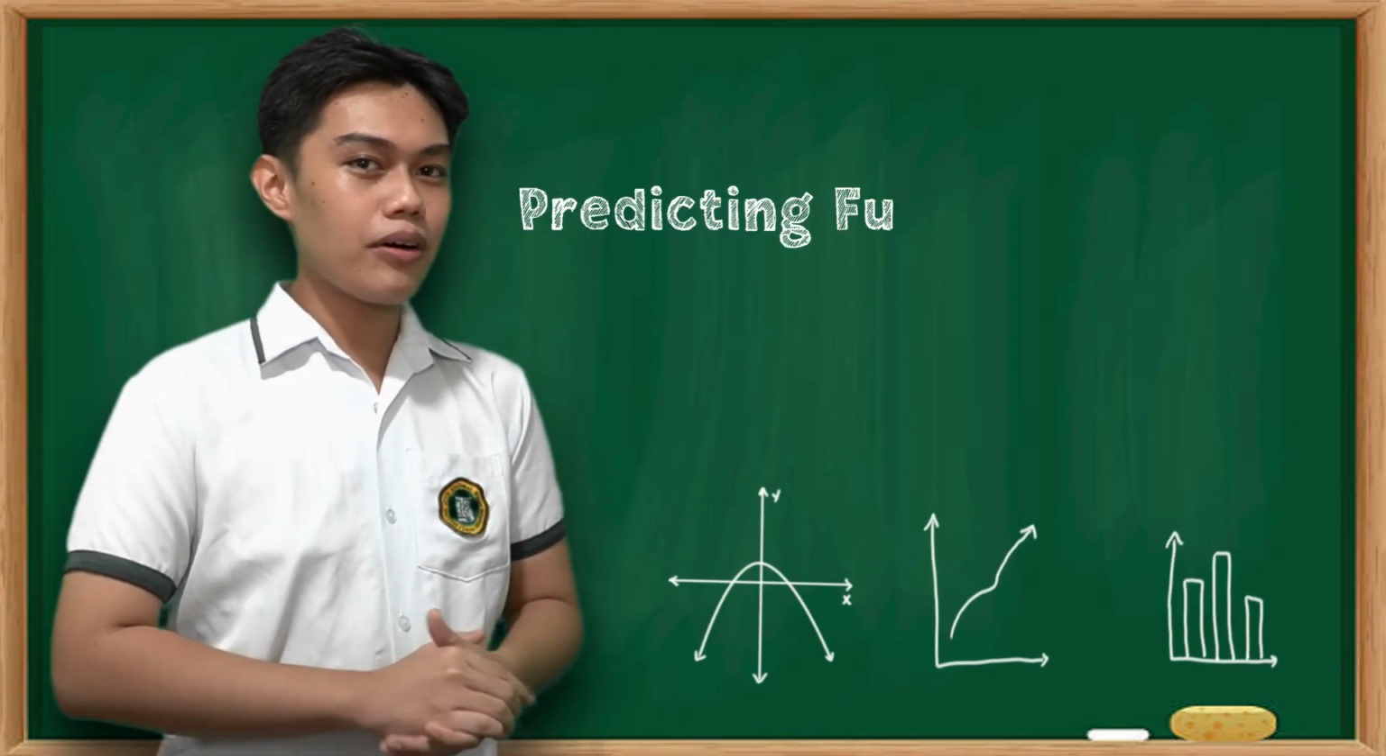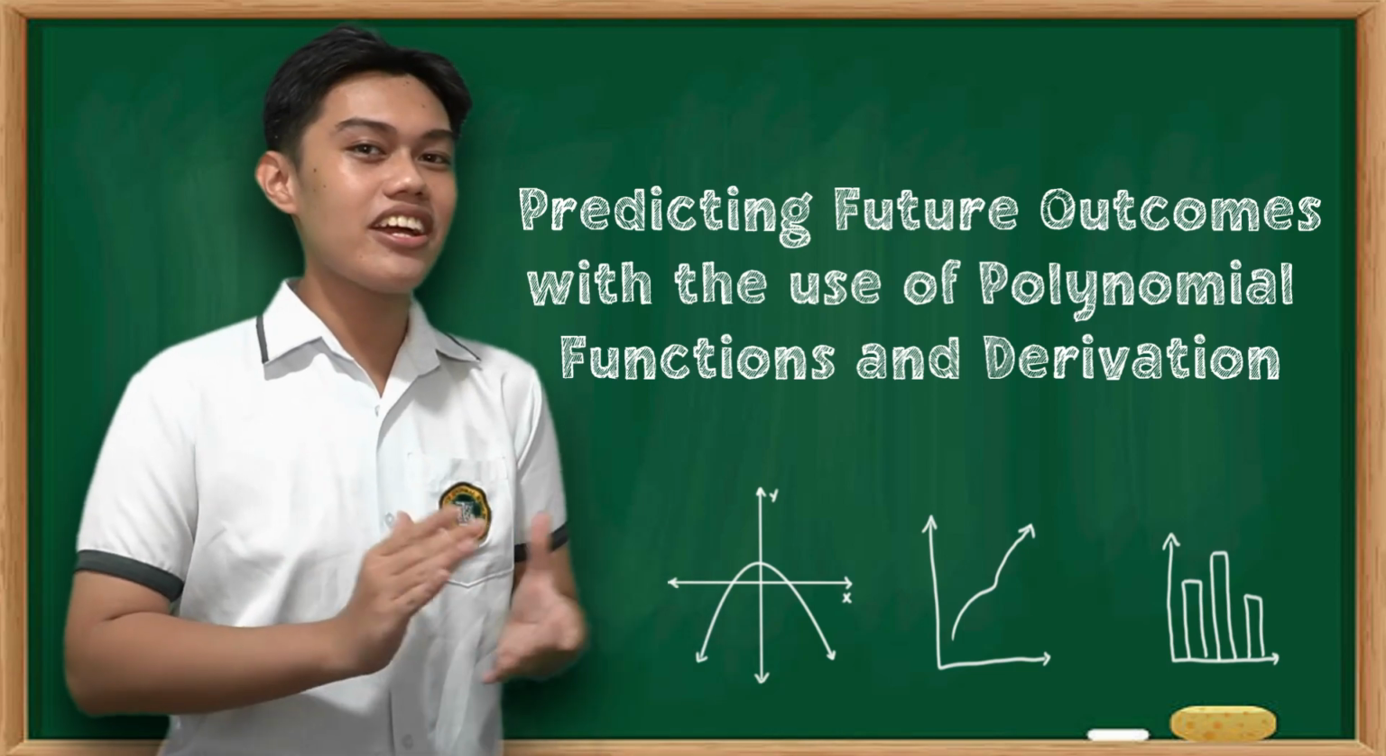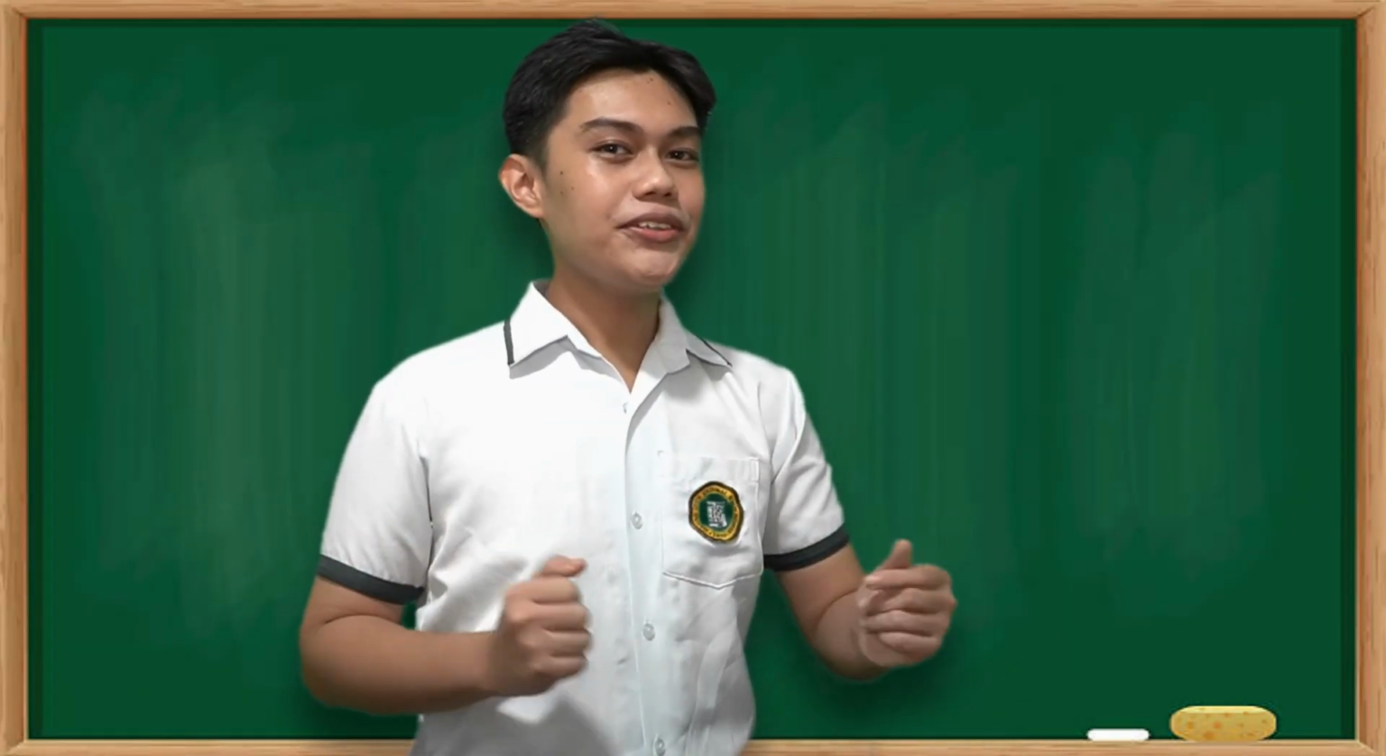Today, we will be talking about predicting future outcomes with the use of polynomial functions and derivation. Without further ado, grab your graphing calculator and let's get calculating. Population is a common example where we can apply the rate of change, or the derivative of a function from a given situation. To further understand this topic, let's analyze it with a problem.